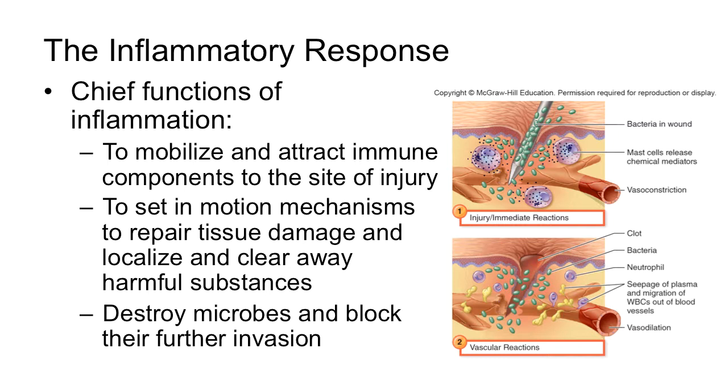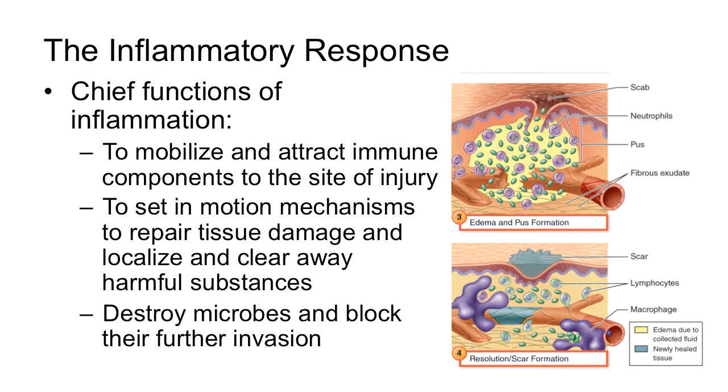So that allows the immune system to destroy the microbes and block the area for further invasion by producing a clot, and that clot eventually turns into a scab. Now that the scab is sealing up, we're going to have the edema and pus formation. That is going to increase the area. The pus is a lot of immune cells that are now coming around, clearing the area, and some of them are dying as their way to destroy the microbes.